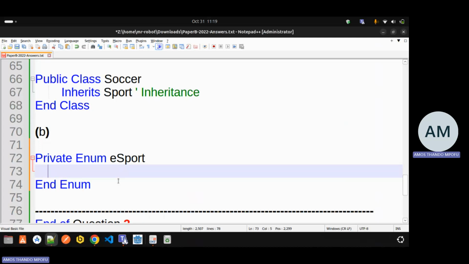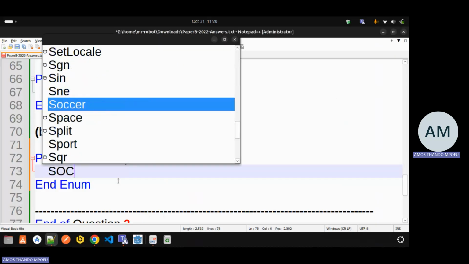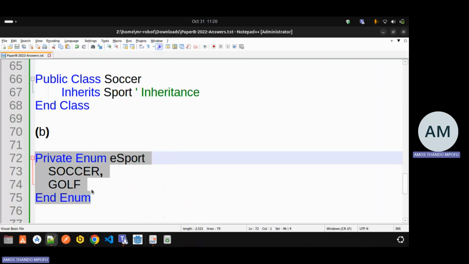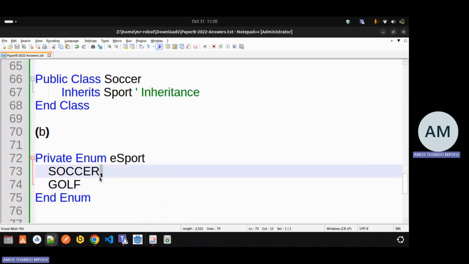So remember, constants should be in uppercase. So what type of sports do I have? I have soccer, and then comma, I have golf, right? So these are the two types of sports that I have. And you need to put that comma to denote that you go to the next line.